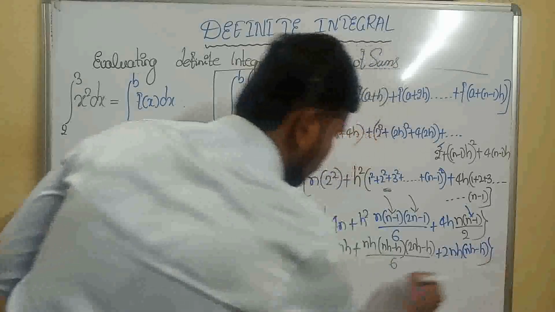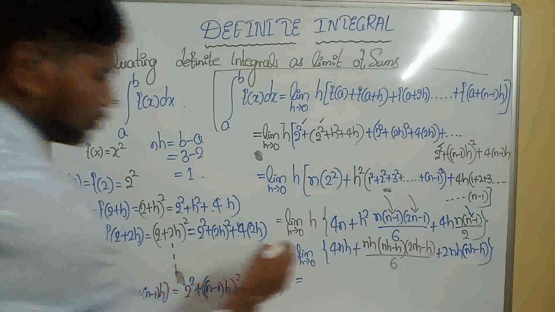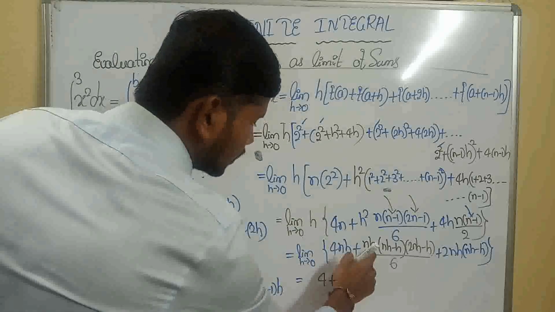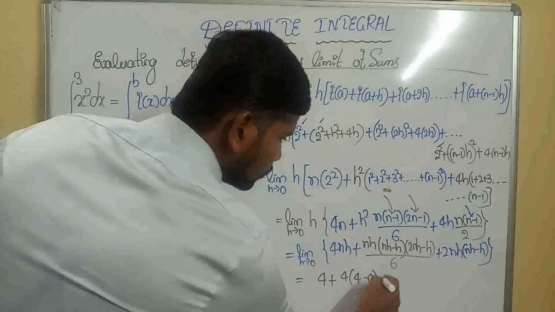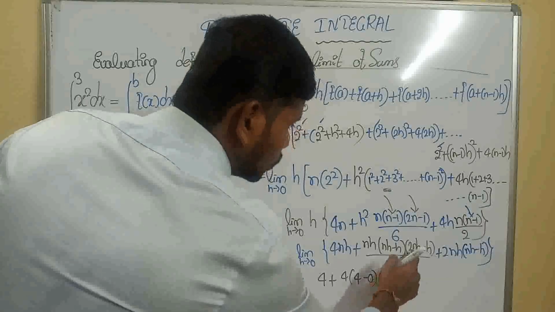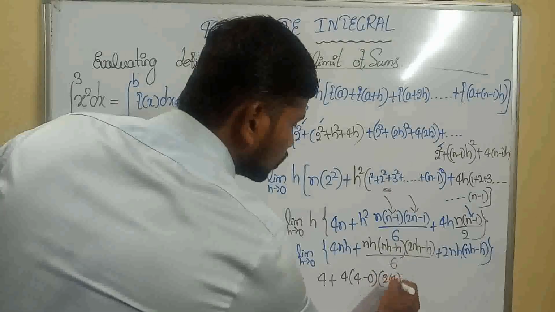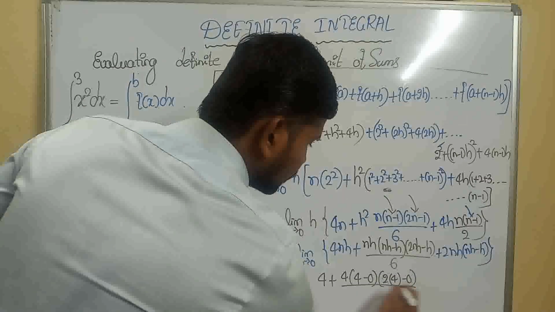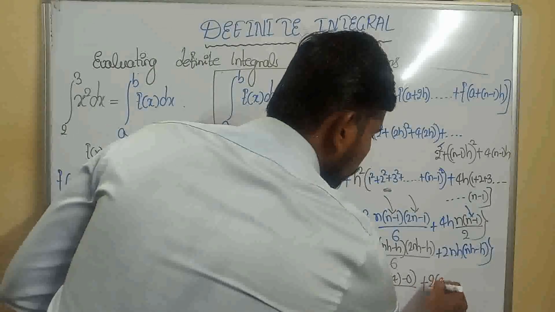Okay, close the bracket. Now I'd like to substitute the value of nh. It will be 4 plus, nh value will be 4, so 4 minus 0, 4 minus 0. Okay, it is 2 into (4 minus 0) divided by 6, plus 2 into 4.